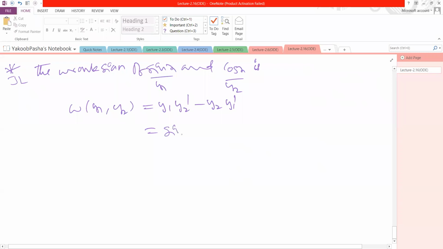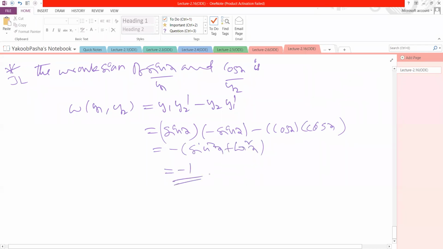y1 is sin x, y2 dash is minus sin x, y2 is cos x, and y1 dash is cos x. This is also cos x. So this is sin square x, this is cos square x. We can take minus common, that is minus of sin square x plus cos square x. So this is equal to minus 1. So the Wronskian of y1 y2, the Wronskian of sin x and cos x, is equal to minus 1.